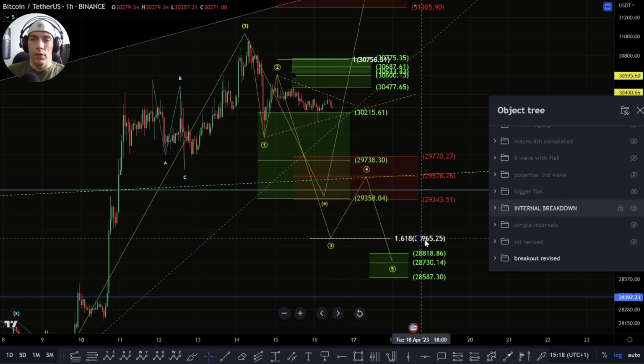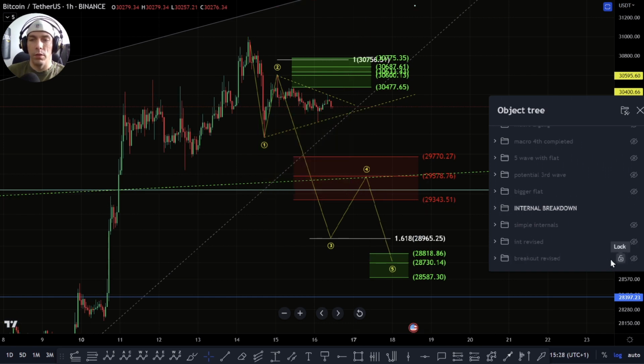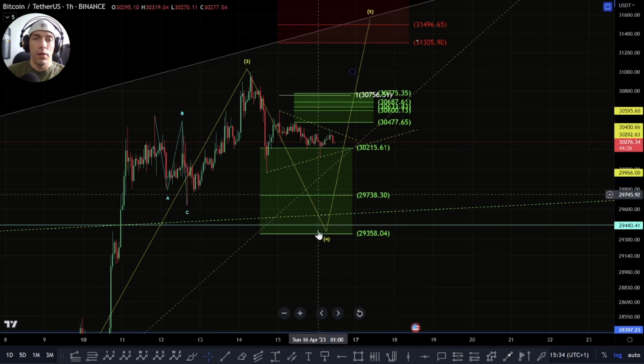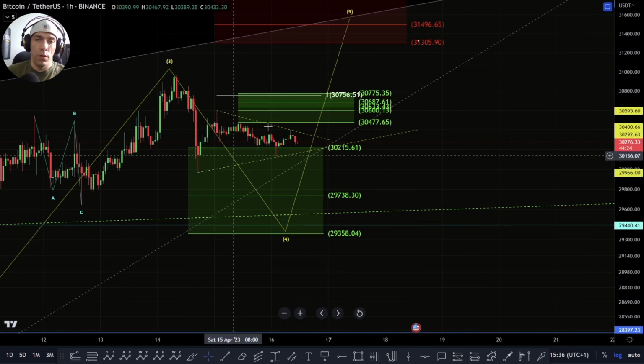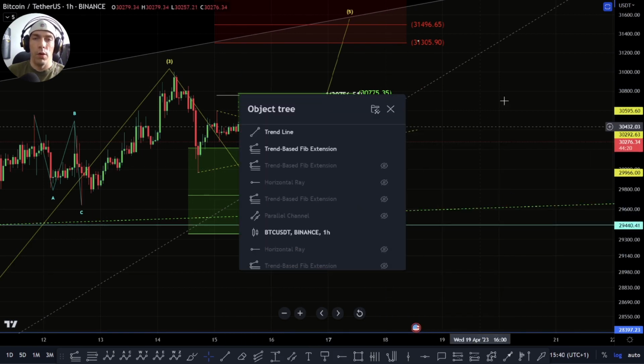So we can see here, obviously, this would be that 28,965. So that's why it's important that we don't really lose this 29,358 area, because otherwise we do have that possibility of starting to form this bigger breakdown here. So that's what we want to see. Basically, a three-wave move down into the support zone and looking for that continuation to the upside.